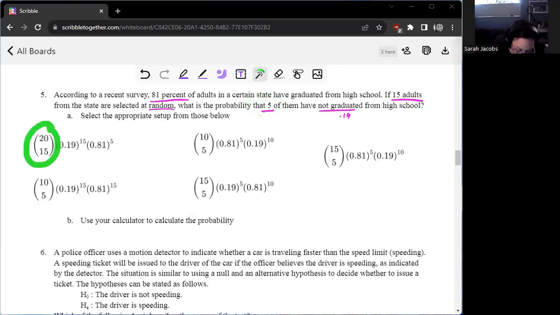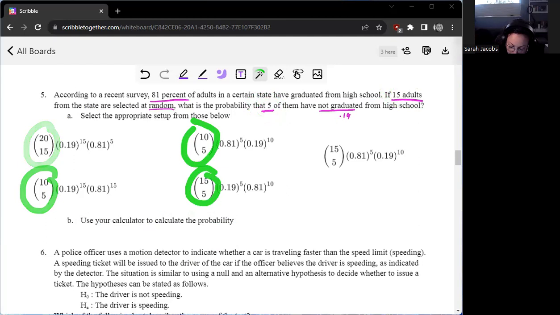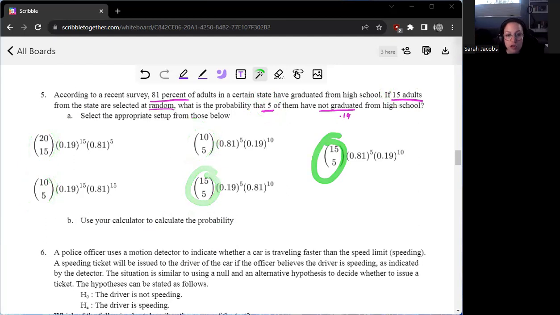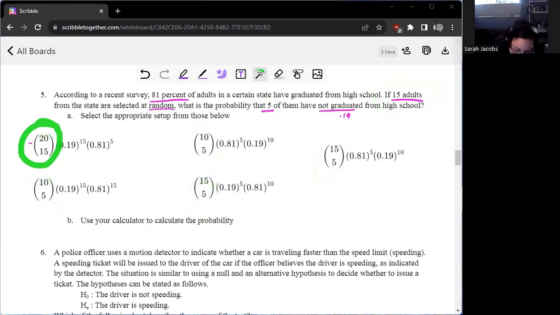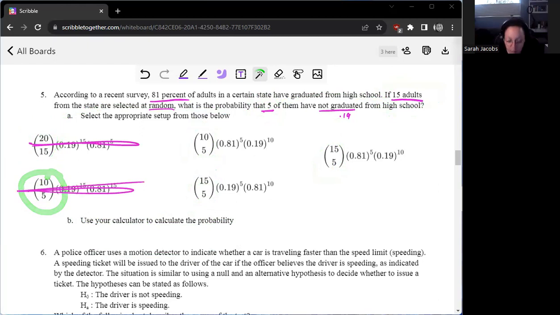So this first bracket represents the number of ways to choose a set of the bottom number out of the top number. So since we have 15 adults and we're choosing 5, we can cross out anything that's not that. This is 20 adults choosing 15. That's not what we're looking for. This is 10 adults choosing 5. Also not what we're looking for. This is out for the same reason. So right there, we're narrowed down to 2 just because we know it's 15 adults and we're choosing 5 of them that have not graduated.